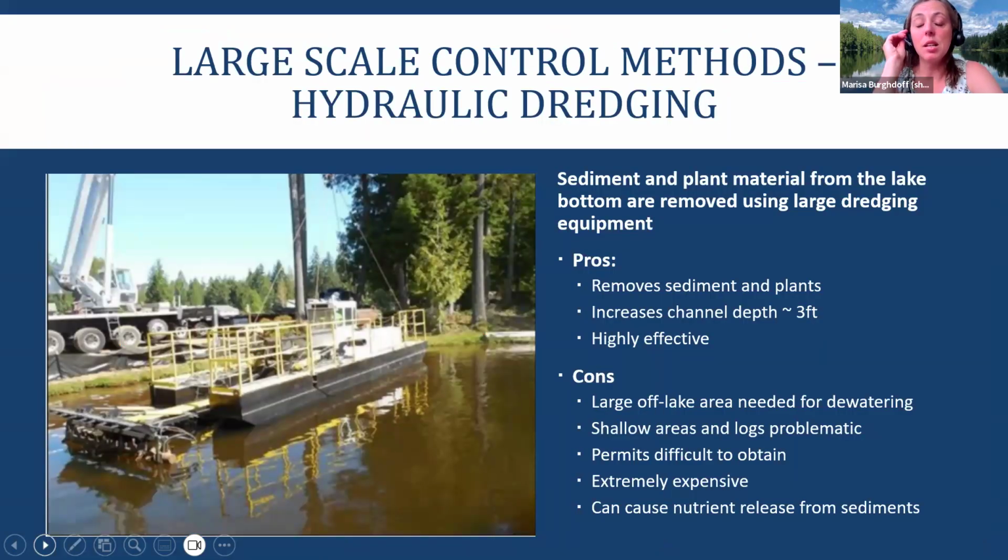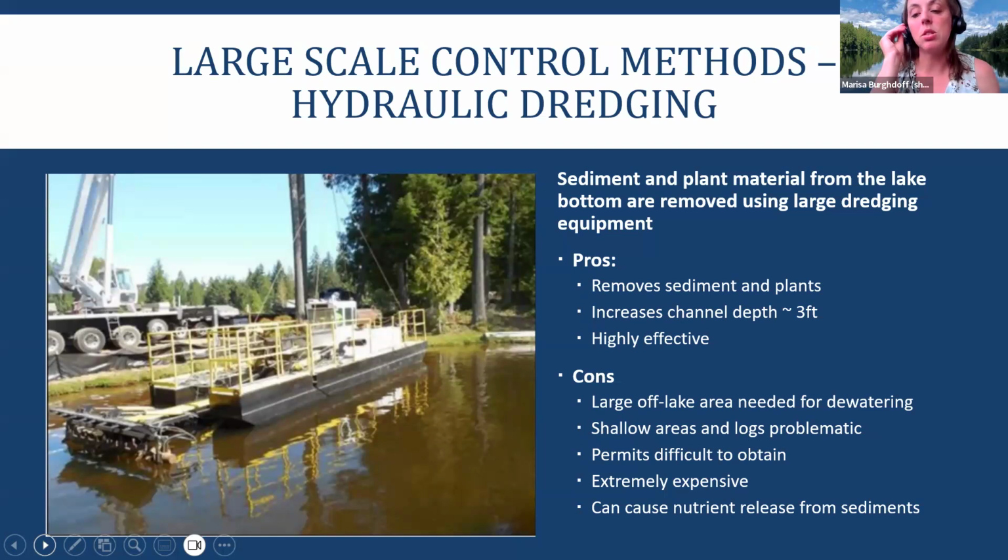Kind of the opposite end is if we start talking about large-scale control methods. The first that people often want to do, especially when it comes to lilies, is hydraulic dredging. Basically, you have a large dredge system where you're taking out all of the sediment and the plants that come with it, usually about 3 feet deep. It's highly effective, but there's a lot of barriers to this one. It's extremely expensive. Permits are difficult, if not impossible, to obtain, unless it's for a navigational canal or an area like that. To get a whole lake edge dredged would probably be impossible.